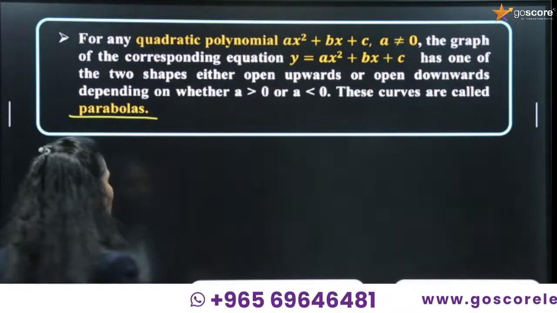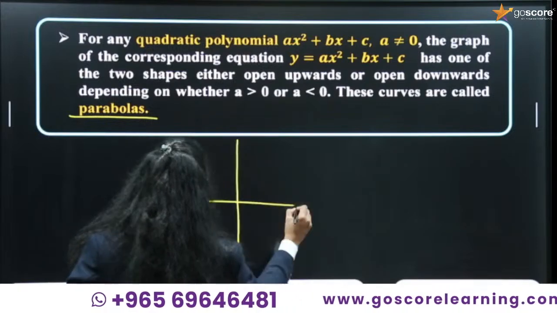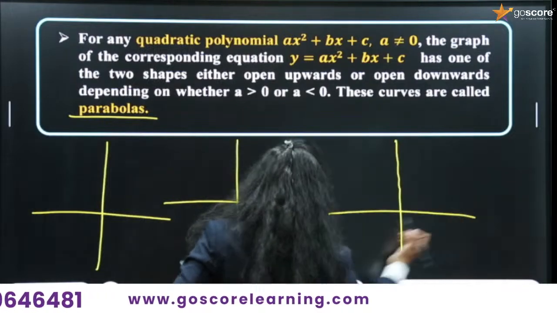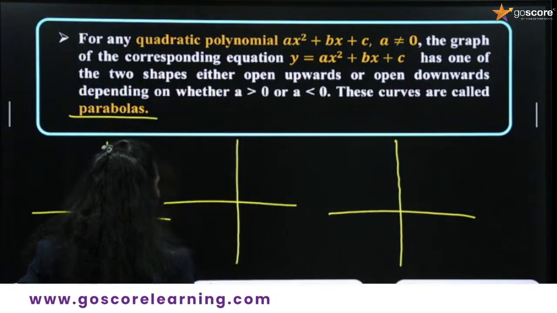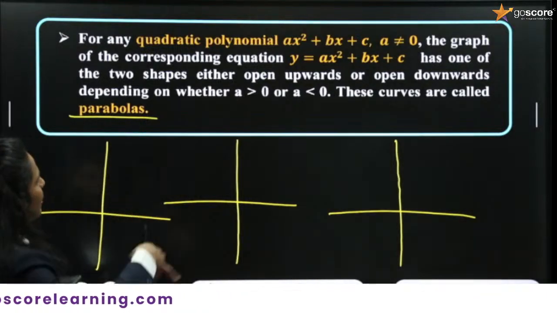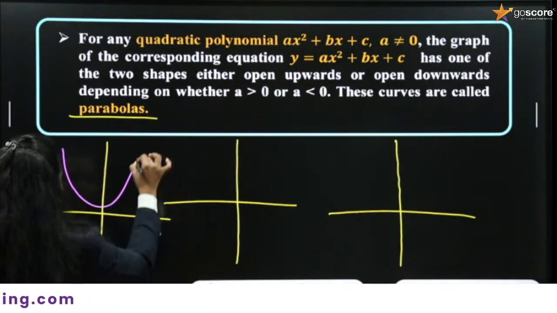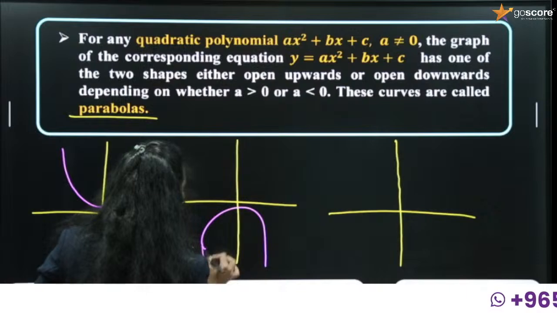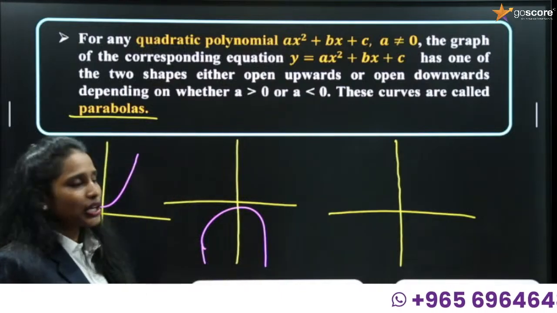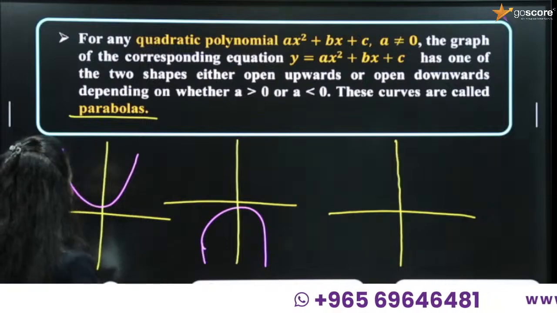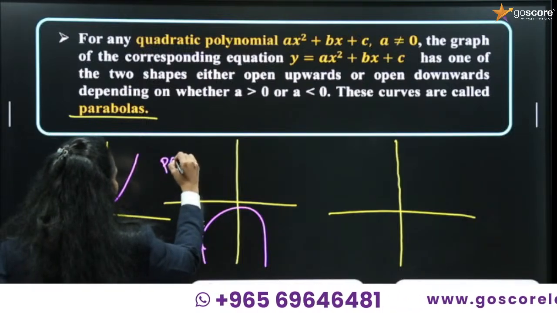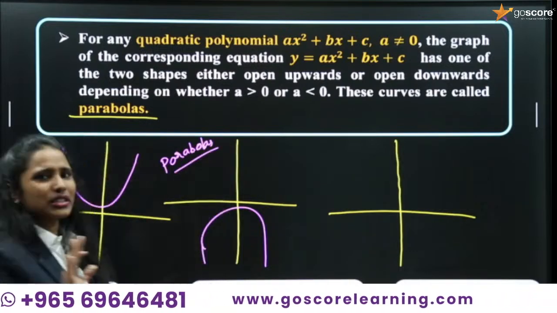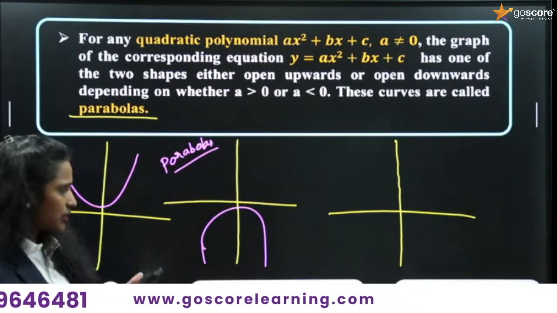Now, they are telling us the graph of a quadratic polynomial will be either open upwards, in this shape, or open downwards. This is the shape of a quadratic polynomial. These shapes are known as parabolas. You only need to remember this much.